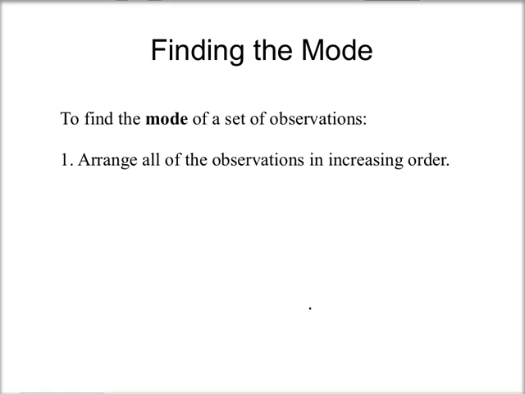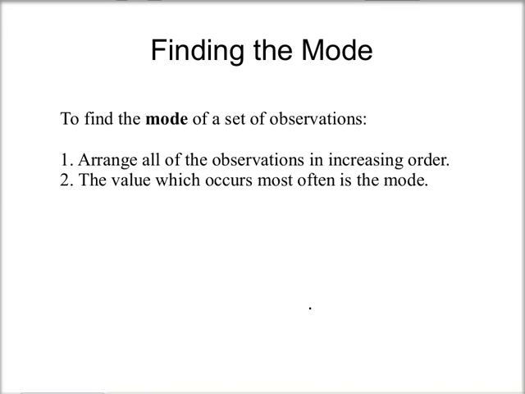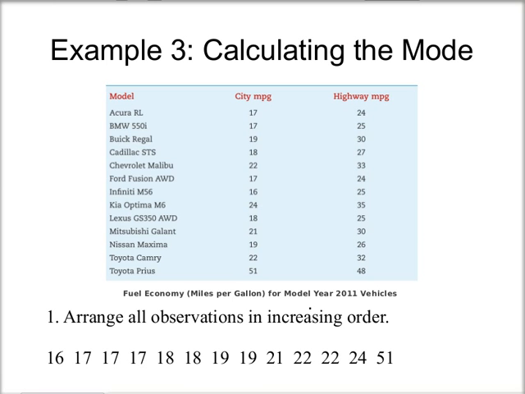Now my last measure of center that I'm going to define here is the mode. And the mode, remember we said, is the observation that I see most often. So again, my first step here is going to be to arrange all of the observations in increasing order. And after I do that, I'm just going to look for the value that occurs most often, and that will be my mode. So going back to my example here, my first step is the same, so I've just arranged all the observations in increasing order for the city miles per gallon of the cars.